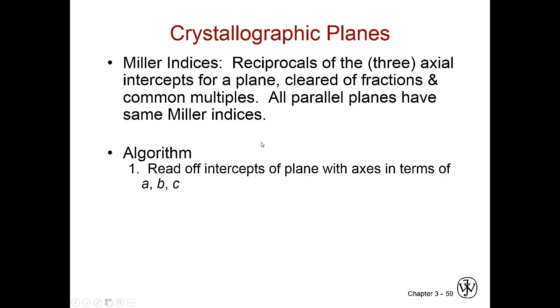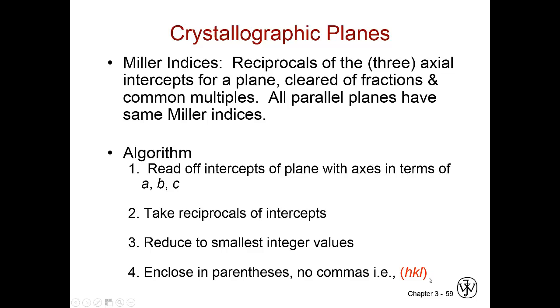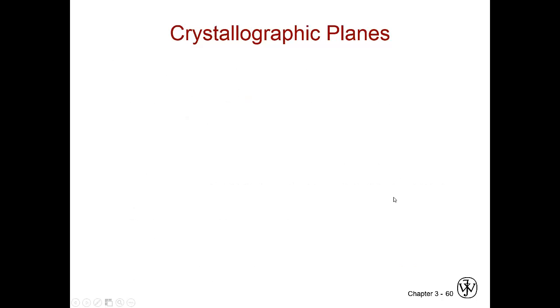For an algorithm, the first thing we're going to do is read off the intercepts of a plane with the axes in terms of those plane parameters A, B, and C. So remember, we're looking at the intercepts first. Then we're going to take the reciprocals of the intercepts, and then make them into the smallest integer values. Then we will enclose them in parentheses without the commas, just like we did before. Remember, that's for the planes. Planes, parentheses. So what does that look like? Here we go.